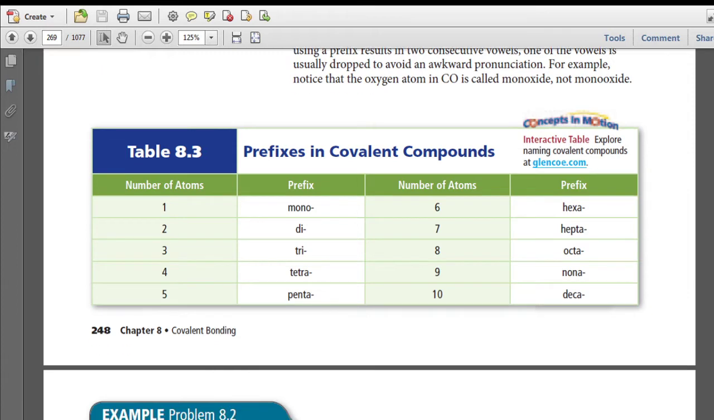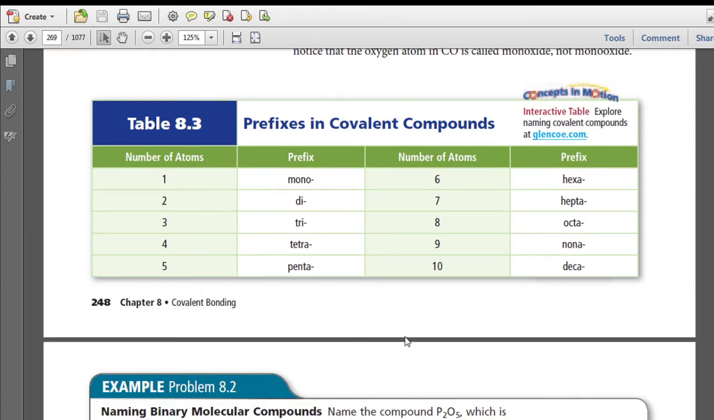And in 8.3, we have a list of them. Some of these are probably pretty familiar to you, right? Mono, di, tri, like triangles for 3 sides. Tetris has 4 little blocks. Penta, like a pentagon. Hexa, hepta, octa, like an octopus, has 8 tentacles. Nona and deca, right? There are 10 years in a decade.